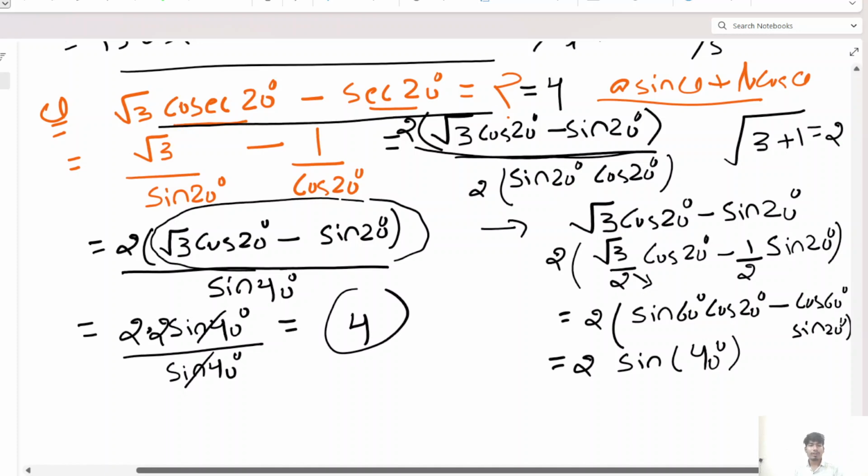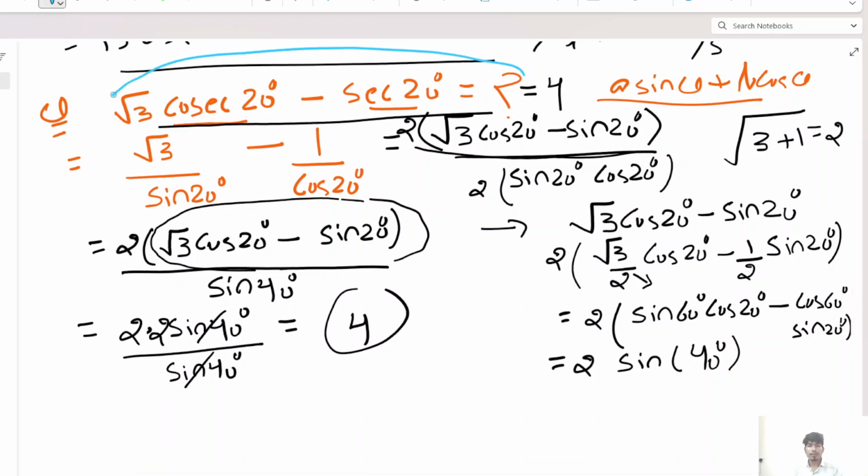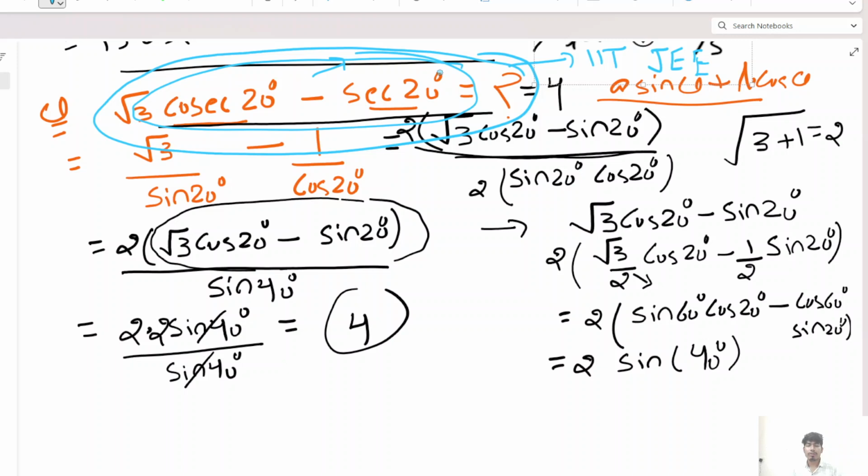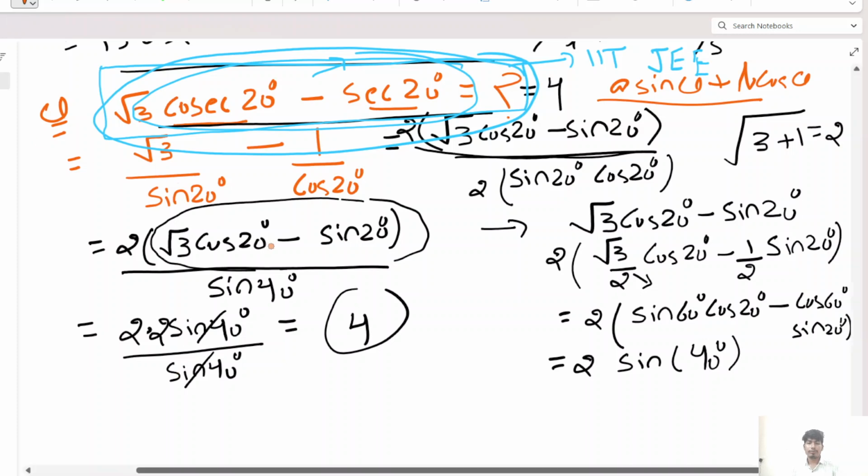Okay, students, this is a most important question. This came in the IIT exam, a previous year question. IIT JEE examination, most important question. So focus on this type of question, where we convert cosecant into sine, secant into cos. Some puzzle type question came, you have to calculate simply and then apply the formula and get the answer.